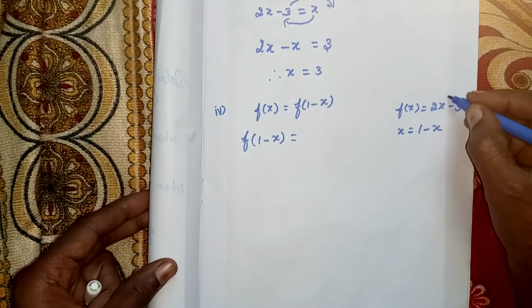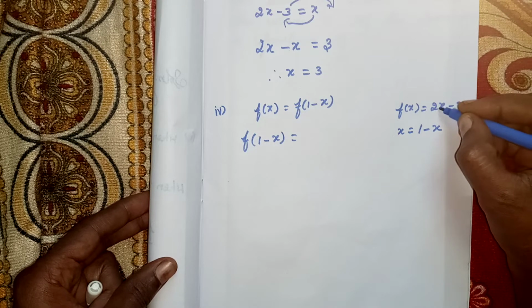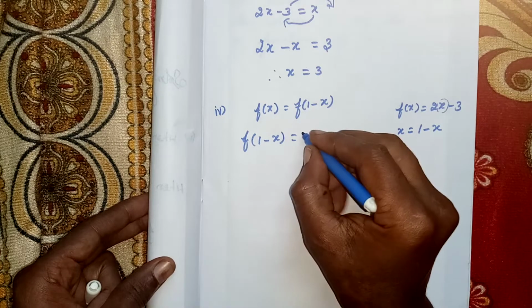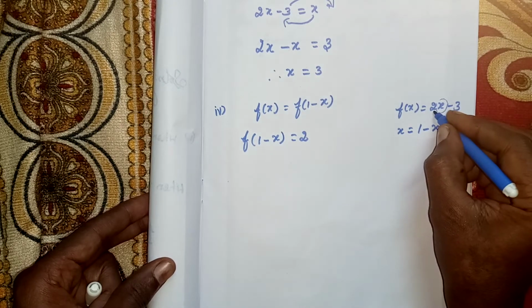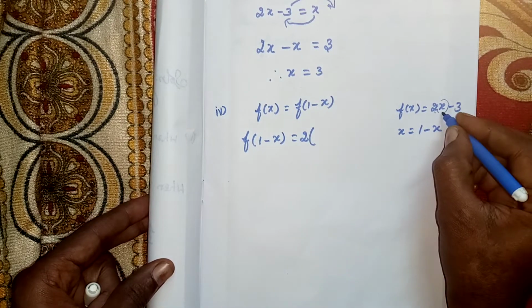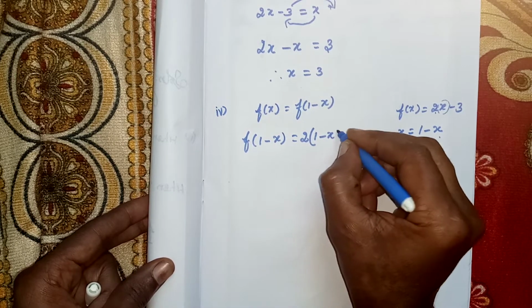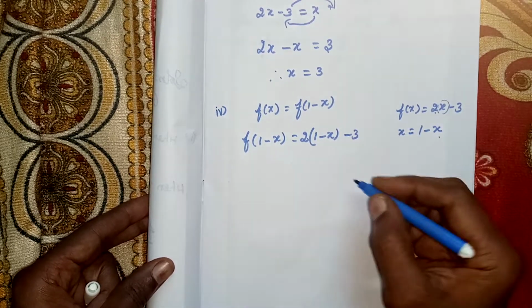Here, in place of x you have to replace 1 minus x. So, 2 into, in place of x what do you have to write? 1 minus x, minus 3. Clear?